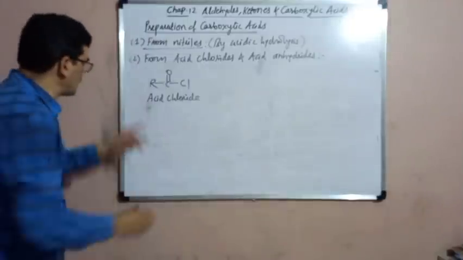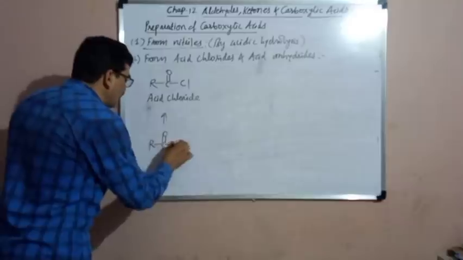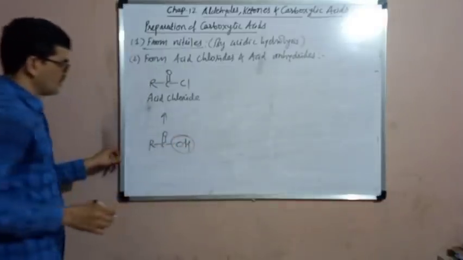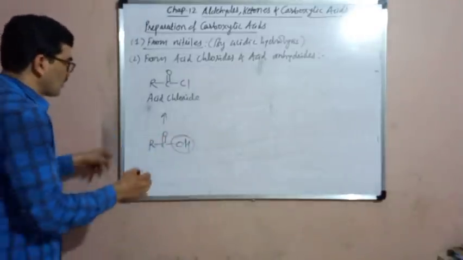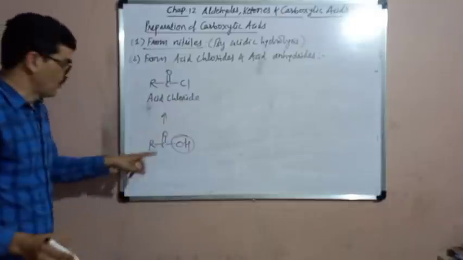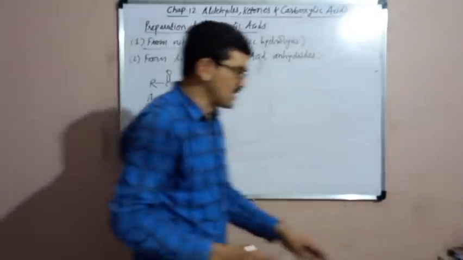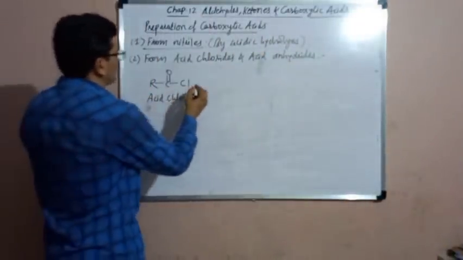How are the acid chlorides obtained? The acid chlorides are obtained by the reaction of carboxylic acid with PCl5. There is the replacement of OH by Cl. When OH gets replaced by Cl, there is the formation of acid chloride. This is the acid chloride. So this acid chloride is used for the preparation of carboxylic acid.